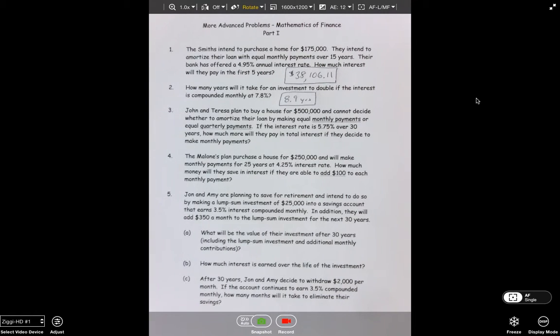John and Teresa plan to buy a house for $500,000 and cannot decide whether to amortize their loan by making equal monthly payments or equal quarterly payments.